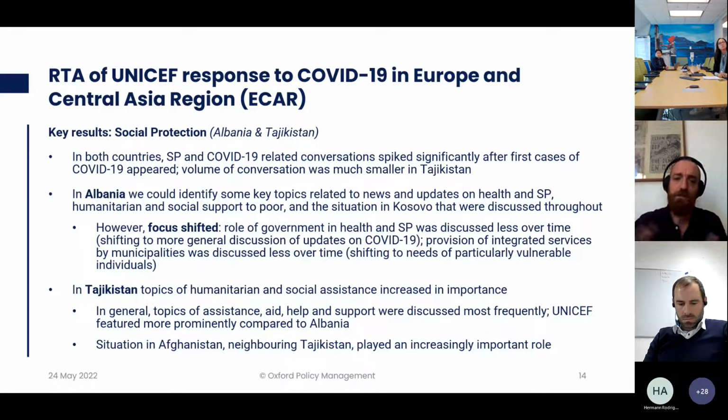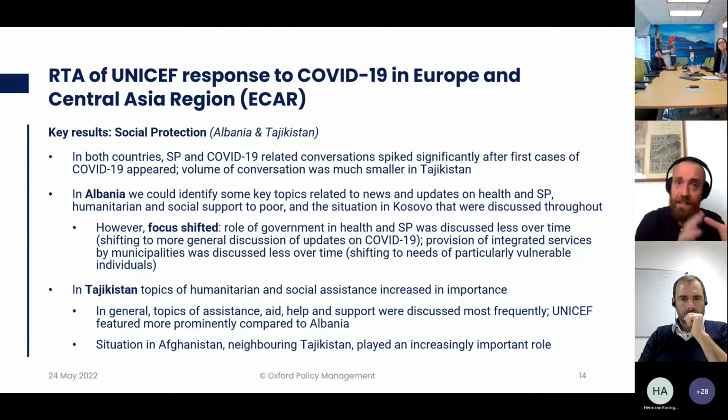that shifted more to a general discussion of updates on COVID-19, and also provision of integrated services by municipalities, which was clearly visible at the beginning, was discussed less over time, shifting to the needs of particularly vulnerable individuals. So in a way, what we think we saw is a shift in terms of what mattered for social media conversations in Albania, over the period that we looked at.